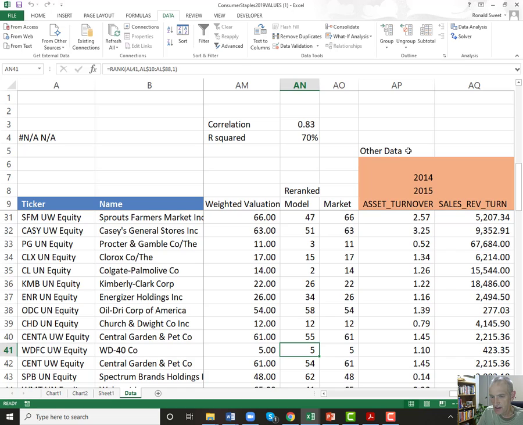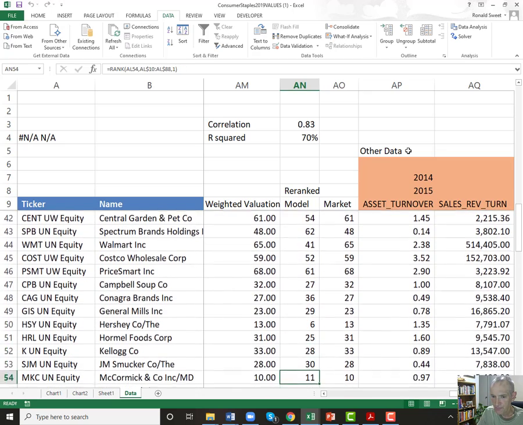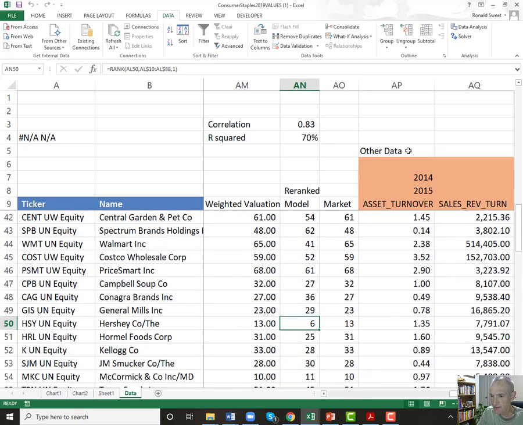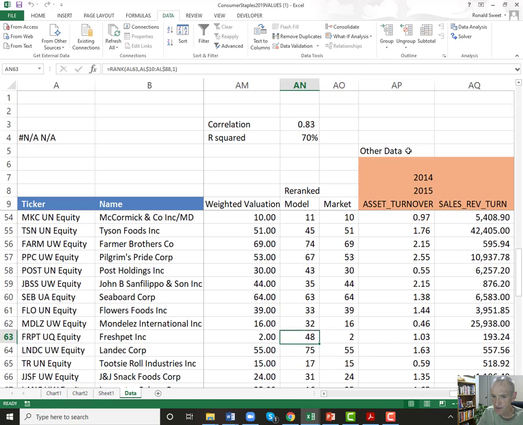WD-40, not all that particularly exciting of a firm, but our model liked it, and it looks like it's perfectly placed, perfectly ranked. Hershey's is a firm we actually bought. It was ranked 6th on our model. It was 13th overall, so it looked a little cheap to us. Here's a terrible looking firm, Freshpet. We ranked it 48th, so in the bottom half, and yet it was the 2nd most expensive.